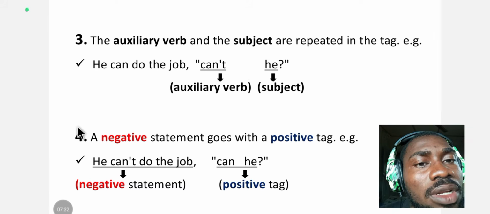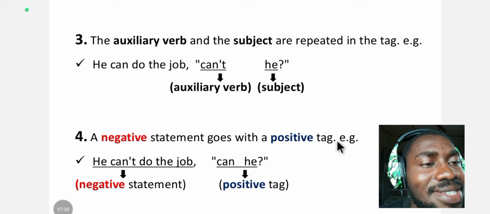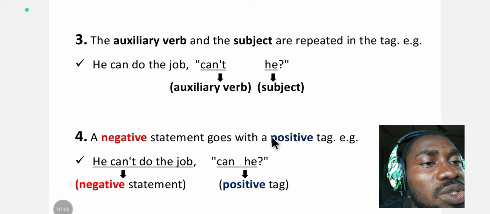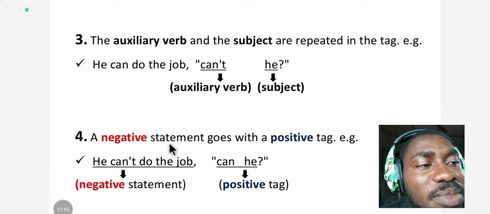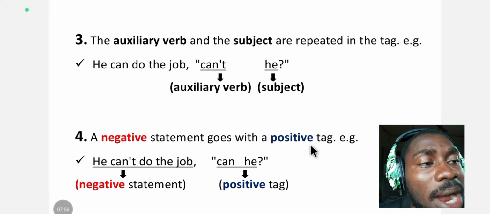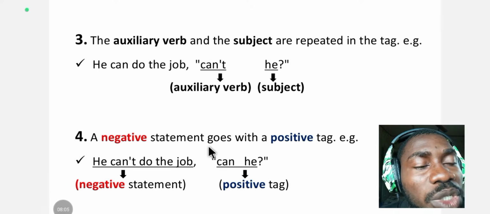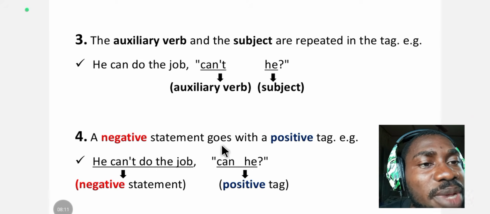The fourth rule states: a negative statement goes with a positive tag. So this is the typical opposite of a positive statement going with a negative tag. Now, a negative statement goes with a positive tag. Just have it in your mind that it's opposite. When you have a negative statement, it should go with a positive tag. When you have a positive statement, it should go with a negative tag. Just have that in mind. Okay? So the fourth law states a negative statement goes with a positive tag.